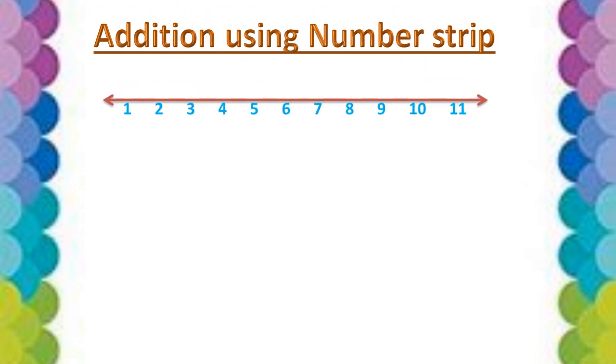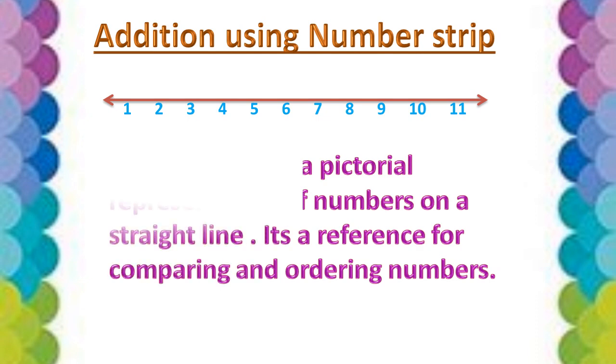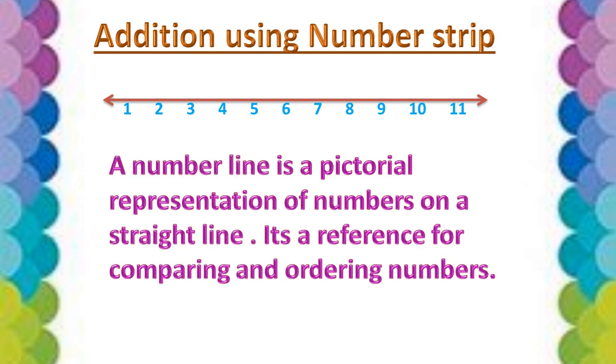Addition using number strip. We can use number strip for addition. Number strip helps us to do addition very easily. What is a number strip? A number line or number strip is a pictorial representation of numbers on a straight line. It's a reference for comparing and ordering numbers.